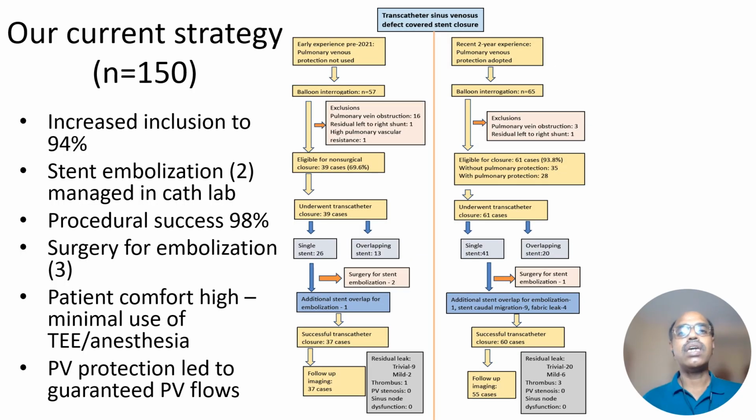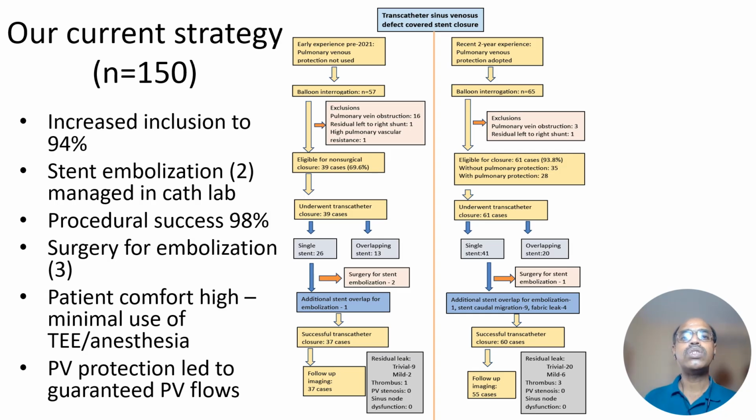We have used this current strategy in a little more than 150 patients now. Our inclusions have increased to almost 94% of patients with sinus venosus defect. We had 2 embolizations of the covered stent in the cath lab, which we fixed with additional covered stents, but 3 embolizations happened earlier in our experience where we had to send the patients for surgery. So 3 out of 150 is the failure rate, which accounts for almost a 98% success rate.